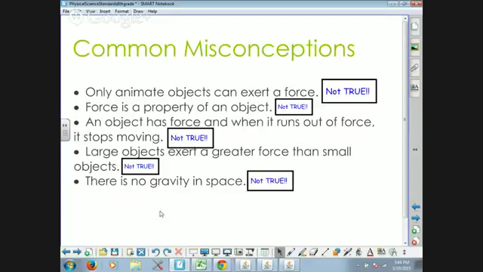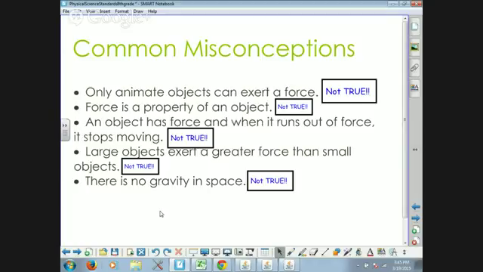So I'm going to end today with some misconceptions. Some common misconceptions that kids have, and adults, is that only animate objects can exert a force. That is not true. Not true at all. If I got hit on the head with a rock, it would be hitting me with a force. Force is not a property of an object. Inertia is a property of an object. Force is something that is being done to something. It's either being applied or it's based off of the relationship of the molecules that's around it, but it is not a property of the object.